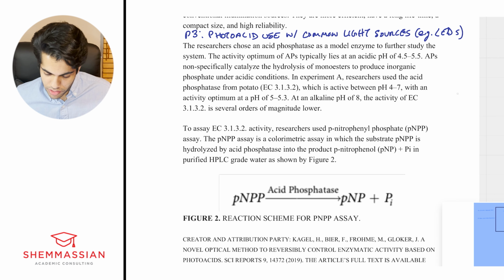In experiment A, researchers used the acid phosphatase from potato (EC 3.1.3.2), which is active between pH 4 to 7, with an activity optimum at a pH of 5 to 5.3. At an alkaline pH of 8, the activity of EC 3.1.3.2 is several orders of magnitude lower.